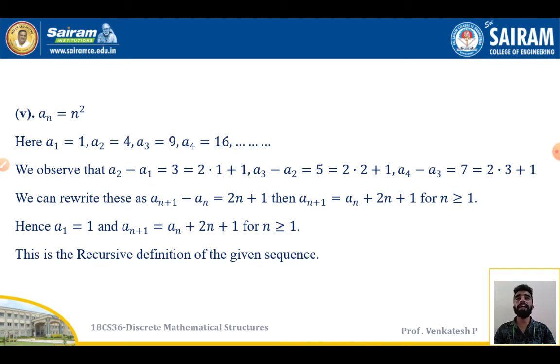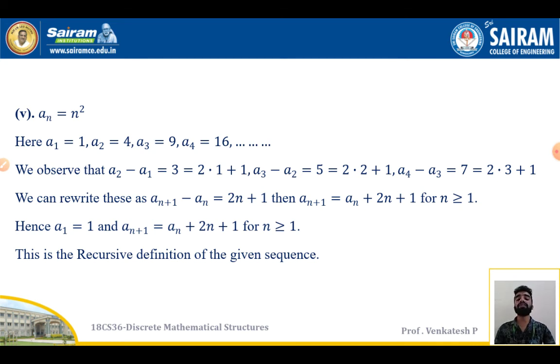9 minus 4 is 5. I can make like 2 into 2 plus 1. I'll be getting 5. 16 minus 9 is 7. I can make like 2 into 3 plus 1. So the sequence will be how? an plus 1 minus an is equal to 2n plus 1 I'll be getting. Therefore an plus 1 is an plus 2n plus 1 for n is greater than or equal to 1.